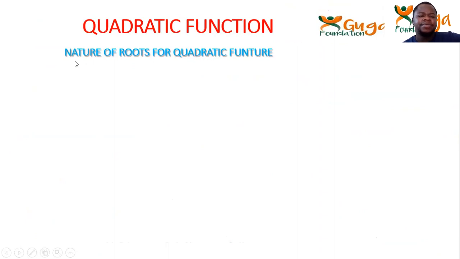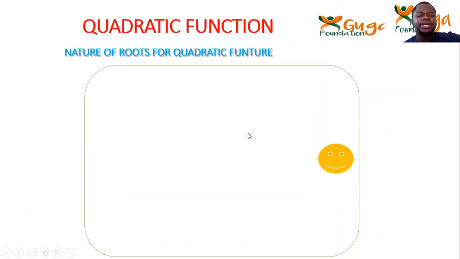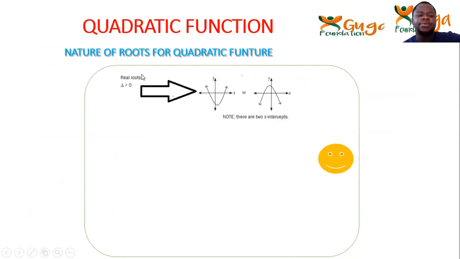Now, for quadratic functions, we have got the nature of roots. How do you find these x-intercepts? The roots we're talking about are x-intercepts. So we have case number one, whereby we have real roots, real number roots, right? So your graph will touch one x value here and another x value here. So you've got two x-intercepts, and also here you've got two x-intercepts, whether your graph is a happy face or sad face, I mean the shape of the graph.